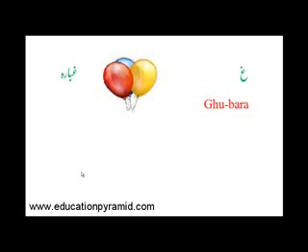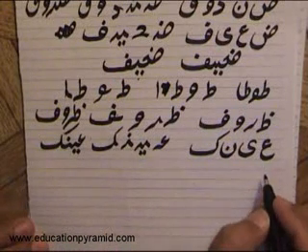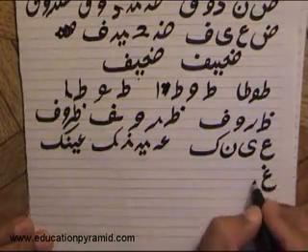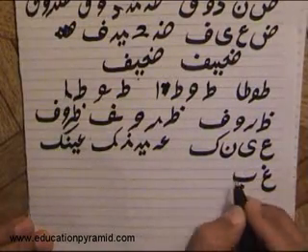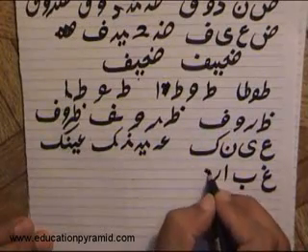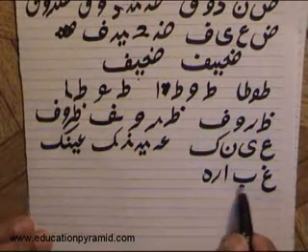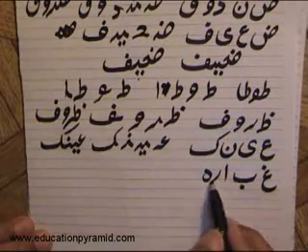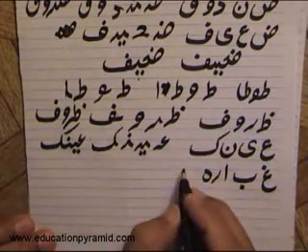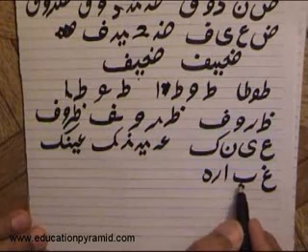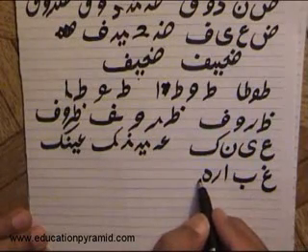Ghain gubara, balloons. In gubara we have ghain, then be, then alif, then re, and then he. Ghain be ghab, be alif ba, ghabba, re he ra, gubara. So ghain is a connector, be is a connector, and he is a connector.